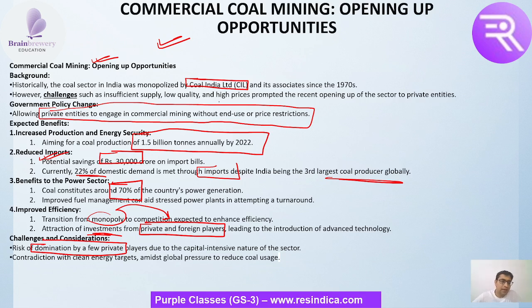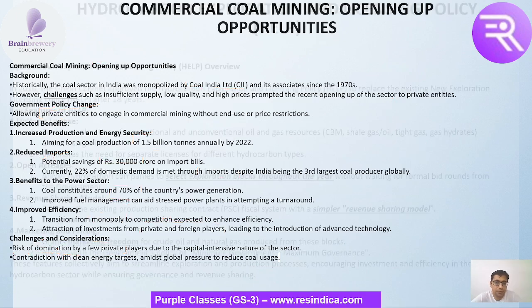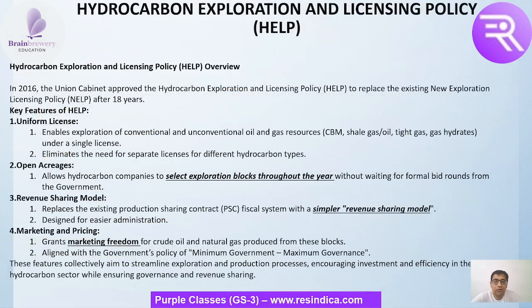Okay, then it will even contradict our clean energy target. If we increase our coal production, if we start generating more and more by coal, it will contradict our clean energy target. Okay, so there will be pressure in order to reduce our coal usage. Okay, then the government started the HELP policy, the hydrocarbon exploration and licensing policy.